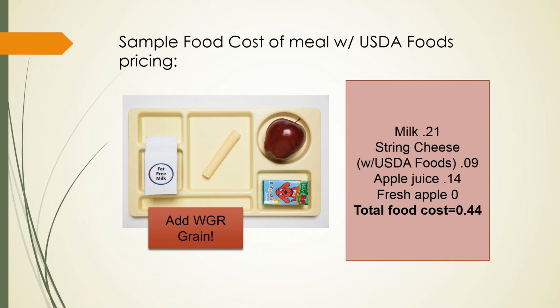And the breakfast menu as well, using those USDA Foods in your cycle menu. Again, the apple is going to be no charge to you, and the string cheese with the processing is going to be around 9 cents, as opposed to with a food vendor, you can expect to pay probably 30 cents or more for that individually wrapped string cheese item.